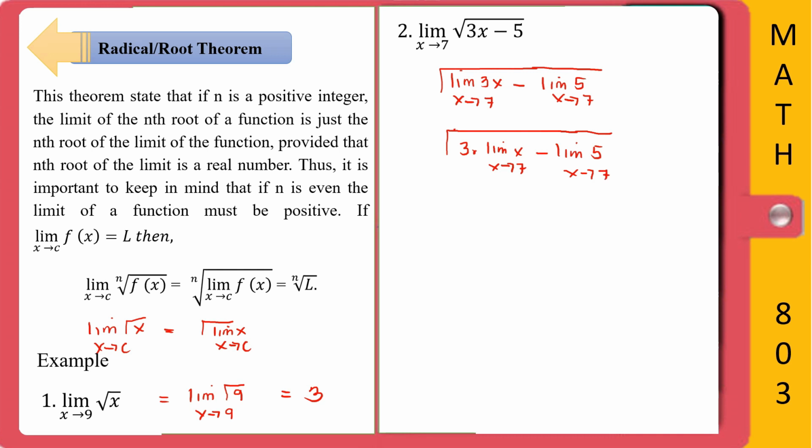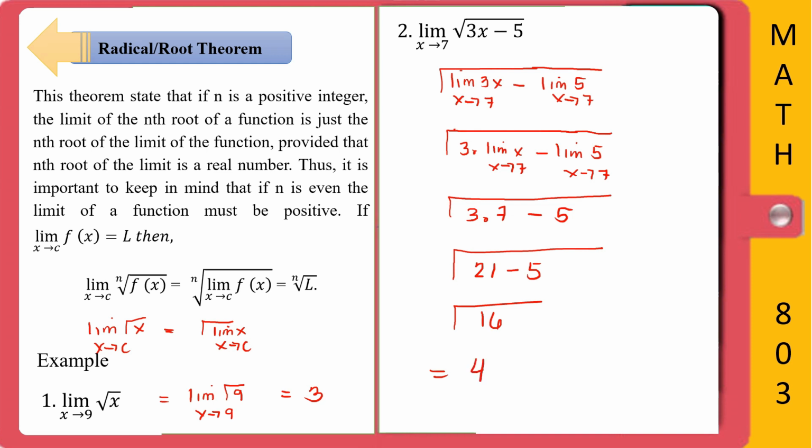Here, we need to bring down 3, so it becomes the square root of 3 multiplied by the limit of x as x approaches 7. Since this will be the identity theorem, we substitute the value of c into the variable x, so it becomes 7, minus the limit of 5 as x approaches 7, which by the constant theorem is 5. Applying the order of operations, it becomes the square root of 3 multiplied by 7 is 21, 21 minus 5. So we have the square root of 16. Since 16 is a perfect square, the final answer will be 4.